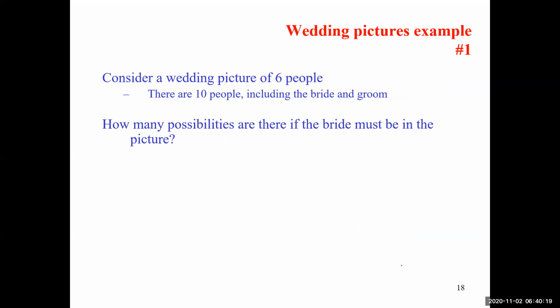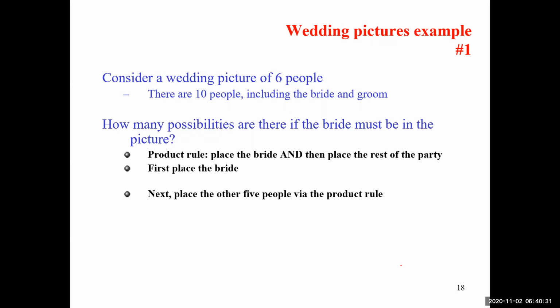So the bride must be in the picture. Out of 6 positions, the bride will occupy 1 position. But the position that the bride occupies can be any one. It can be first place, second place, third place, fifth place, sixth place. So the bride can occupy the position in 6 ways.